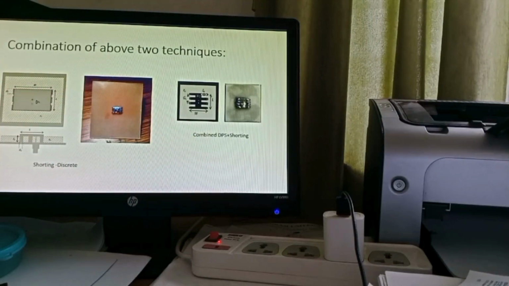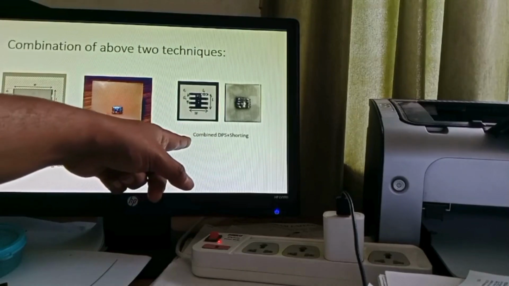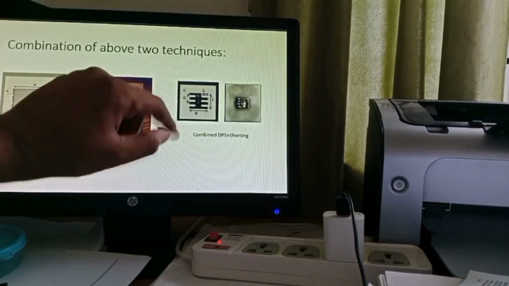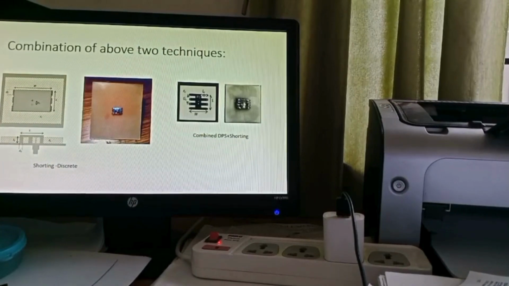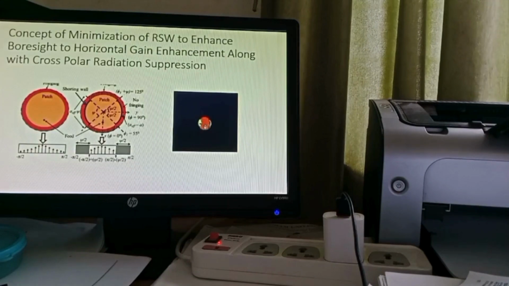This can be analyzed through the Q factor of the structure. This is reported, and you can see it in a German journal, Frequenz. Here you can get it. So these two things are also effective techniques for cross polar reduction.